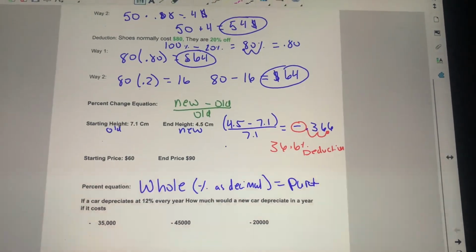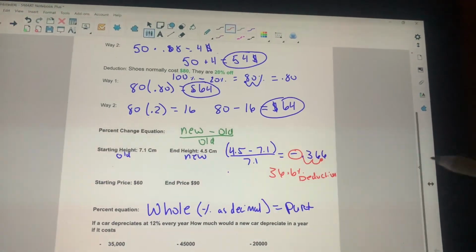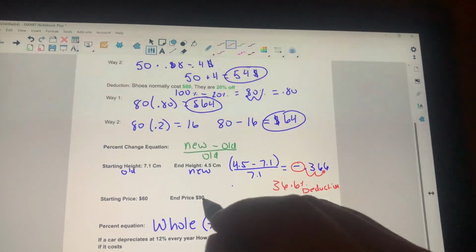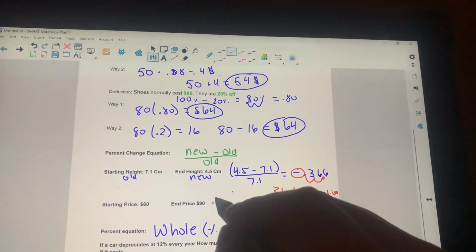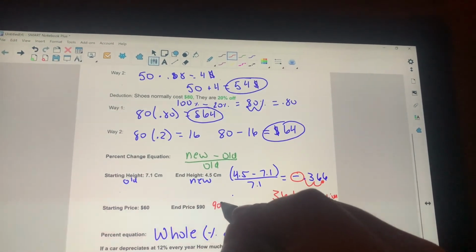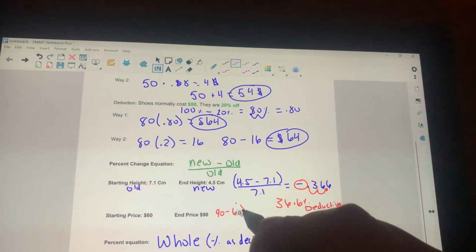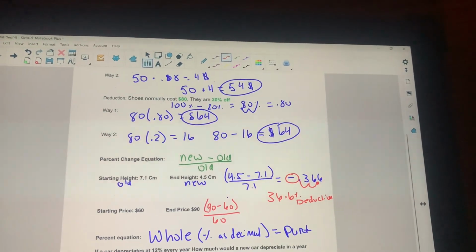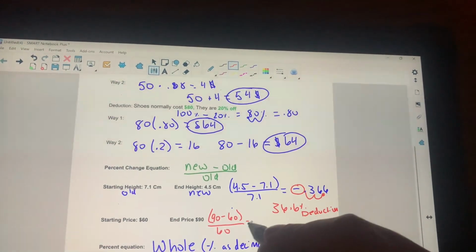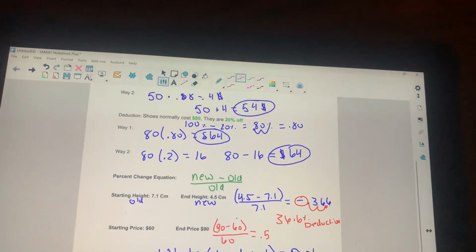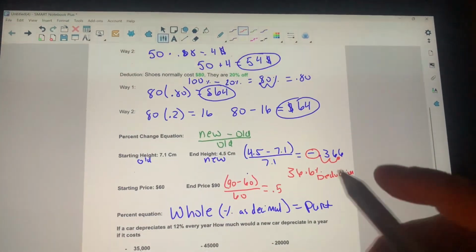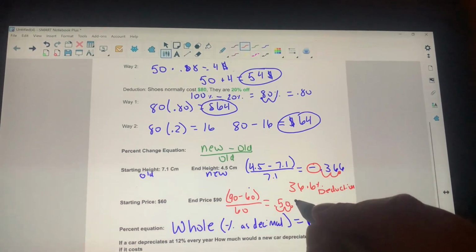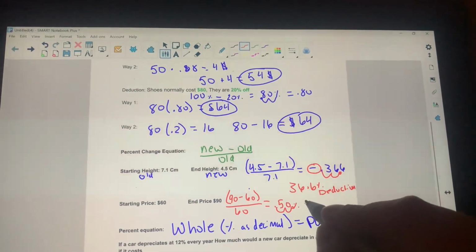Now, with a percent increase, we're doing the exact same thing. New minus old over old. So I'm going to go new, which is my newest price. So 90 minus 60, put that in parentheses, over 60. When I do that, it is going to get me 0.5. There is no negative here, so that means we are increasing. So 0.5 as a percent, we move it over 2, we get 50%. So we have a 50% increase.